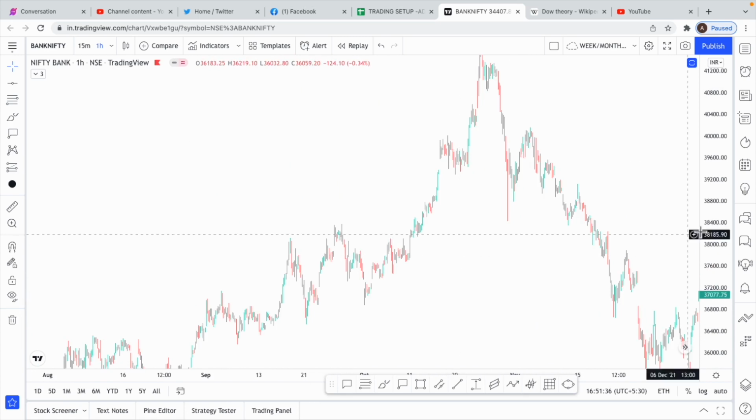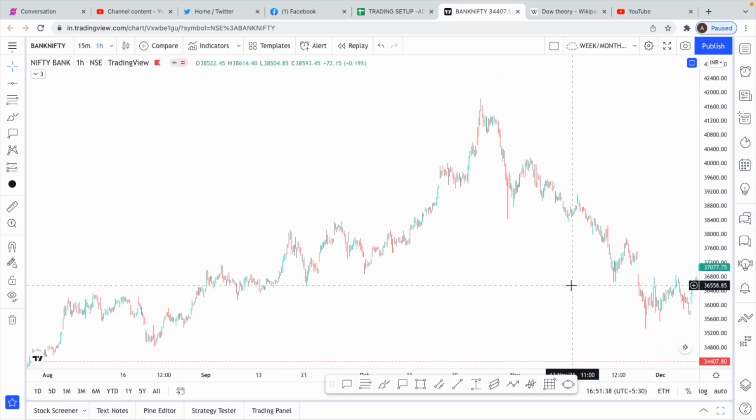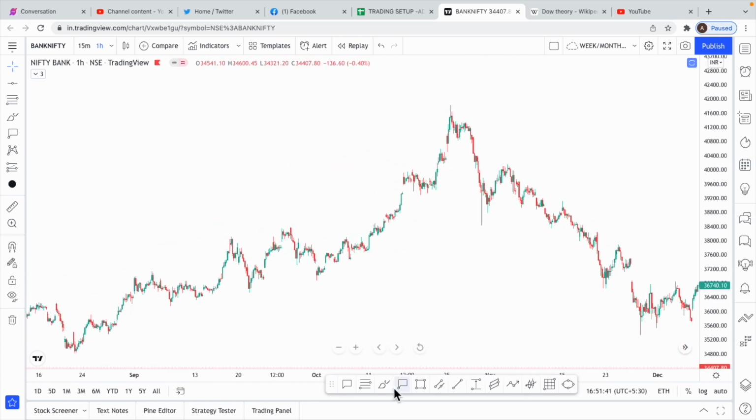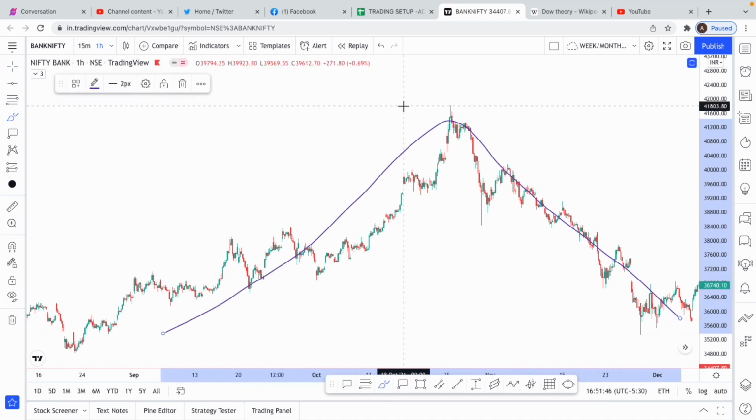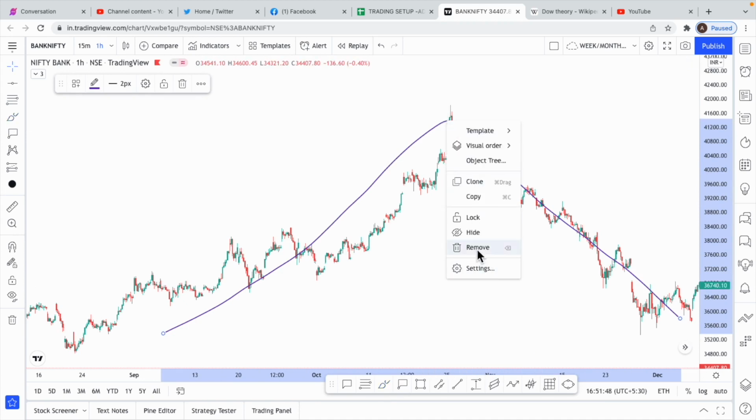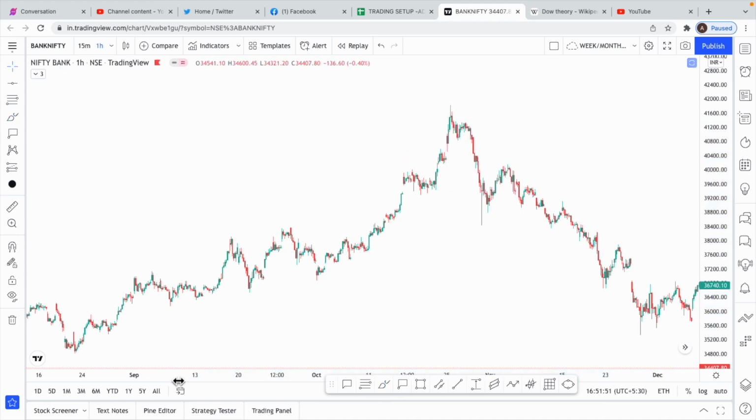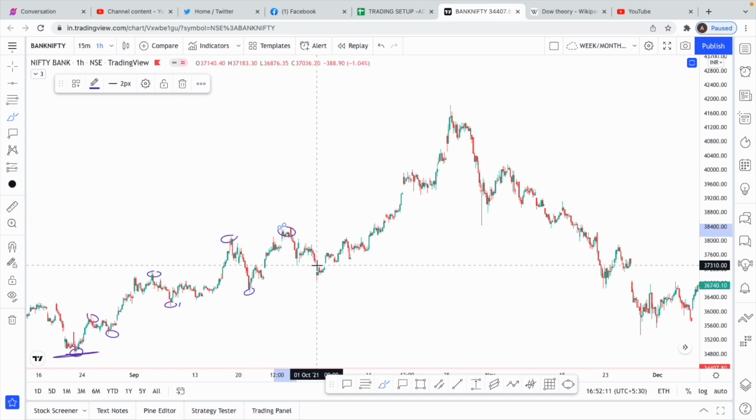Now consider this 1 hour chart, same Banknifty itself. See, over here we were in an uptrend, and here we were in a downtrend. Now let's analyze this using the Dow theory. Say consider this as a low point on the left hand side at the extreme bottom of the chart. See, we started making higher lows and higher highs. This is a higher low, this is a higher high, higher low, higher high. So this way we came until this point.